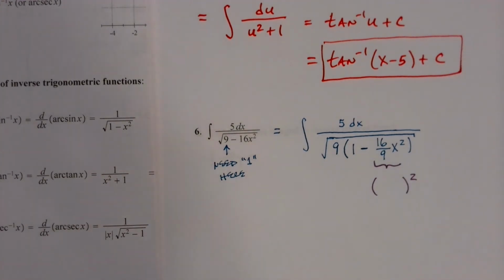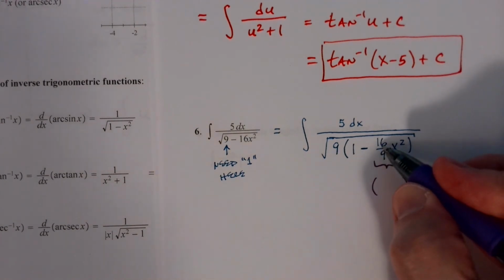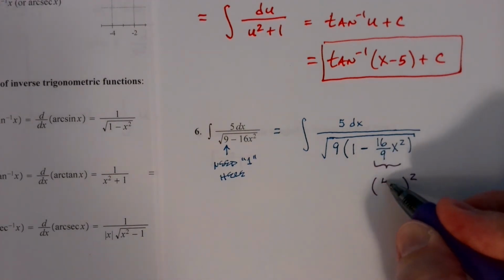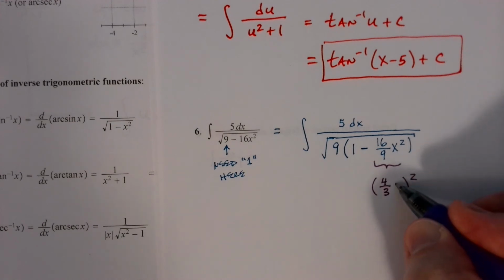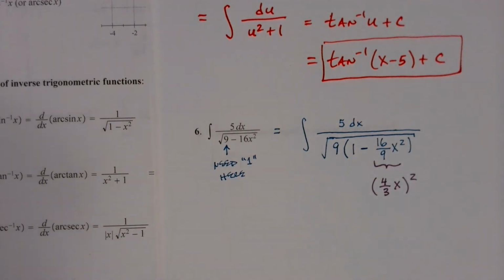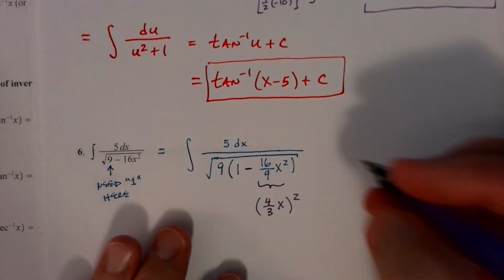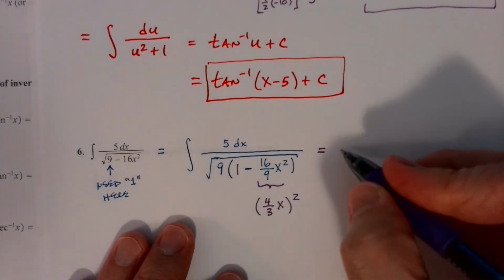What's being squared? Well, what's being squared to get 16? 4. What's being squared to get 9? 3. What's squared to get x squared? X. So it's 4/3 x quantity squared. And so let's clean this up a little bit.